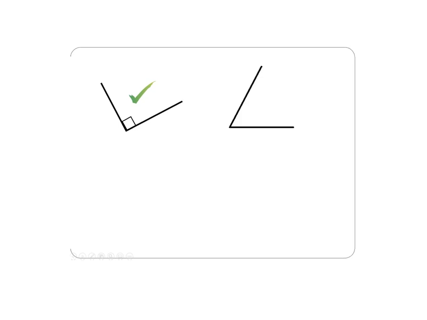Okay, so our first angle was a right angle. What about the second angle? So I've put my right angle checker in the corner of the angle and I can see that it doesn't match up. My right angle checker is too big, so the angle can't be a right angle because it's smaller than a right angle.